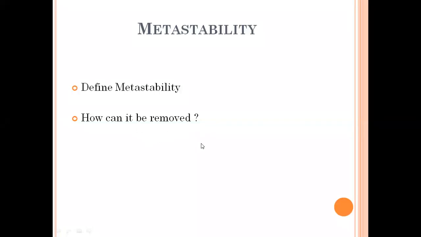How can it be removed? We can use synchronizers. Also we can use fast flip-flops. Other techniques are cascading flip-flops in synchronizers, reducing the sampling rate, avoiding asynchronous inputs, and reducing the clock skew. So these are the different techniques. By using these techniques we can remove metastability. So this is metastability.